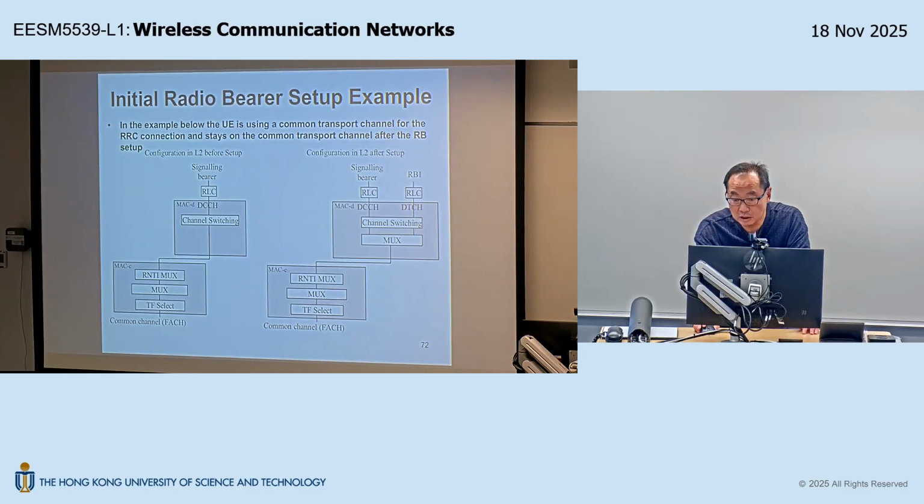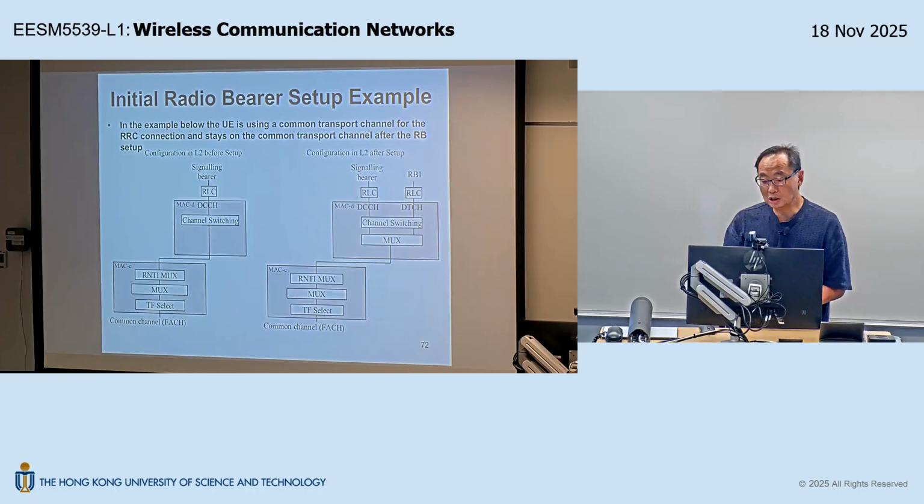So the user of this signaling bearer, as I said, is RRC. The user of this data bearer would be, for example, TCP/IP. Okay, so that is for control plane. This is for user plane or data plane. And in this example, these two activated logical channels are multiplexed into a common transport channel. Okay, so that's the function of the MAC layer, to provide flexible multiplexing between logical channels and transport channels.